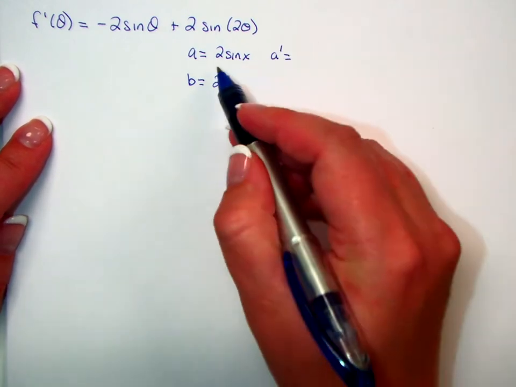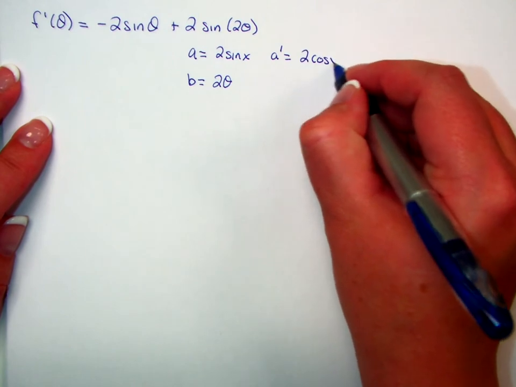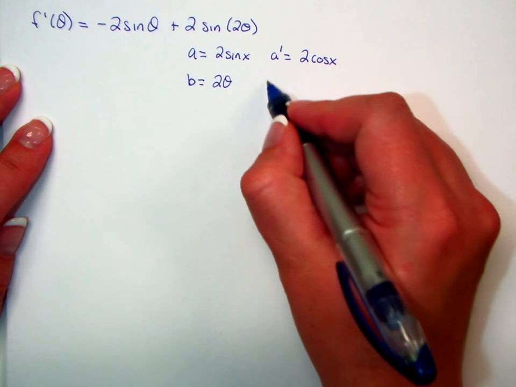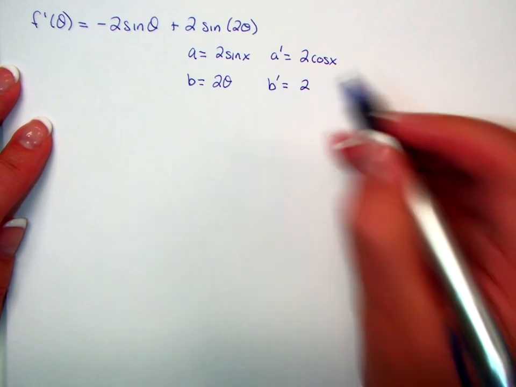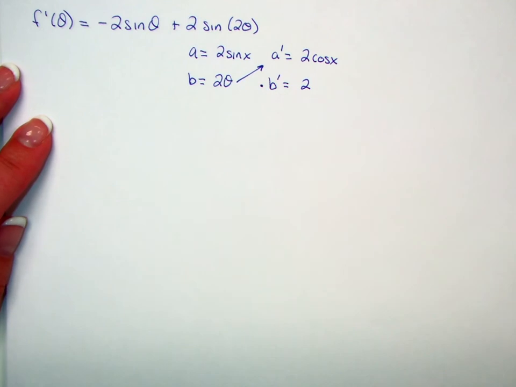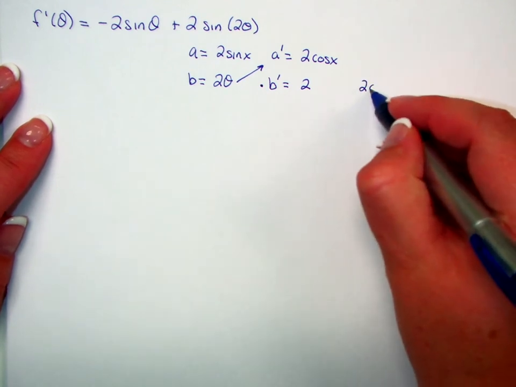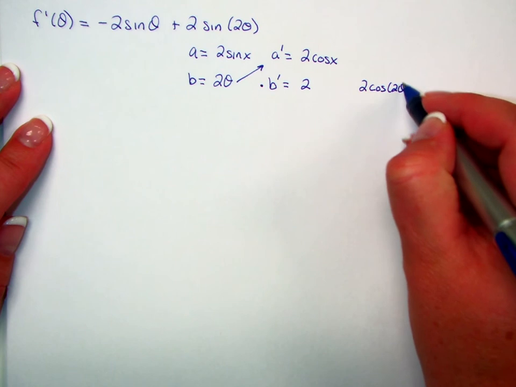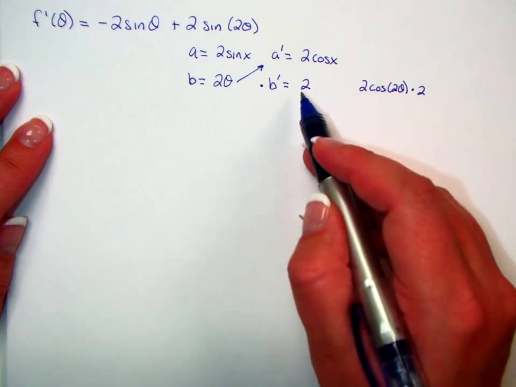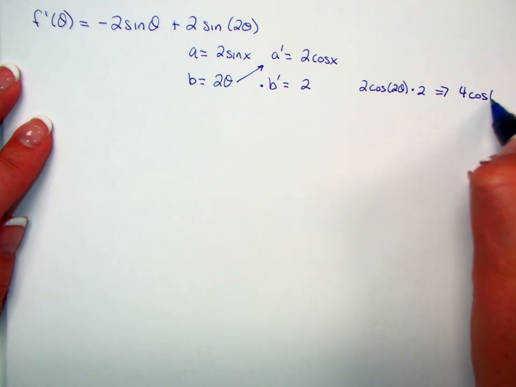So then the derivative of the outside, the derivative of 2 times sine x is 2 times cosine x, right? Because we're just going to get the constant times the derivative of the function. And then the derivative inside is 2 again, right? So I'm going to plug b into a prime, multiply times b prime. So I'm going to get 2 cosine 2 theta times the derivative of b. So I'm going to get 4 cosine 2 theta.